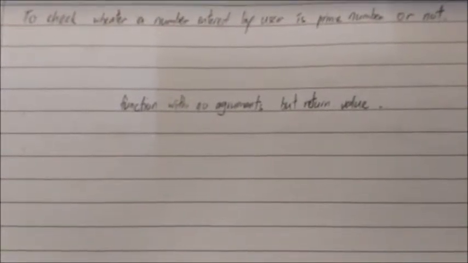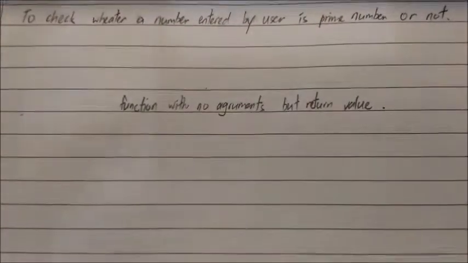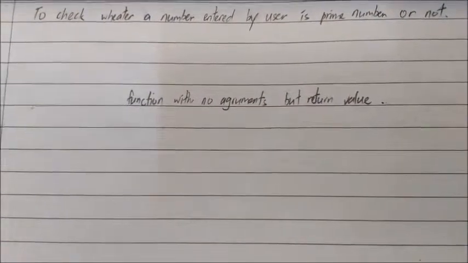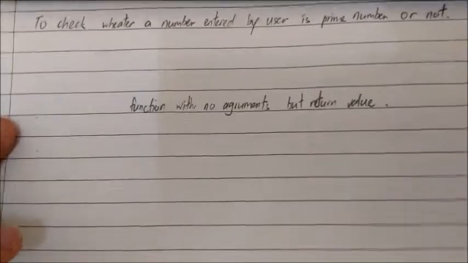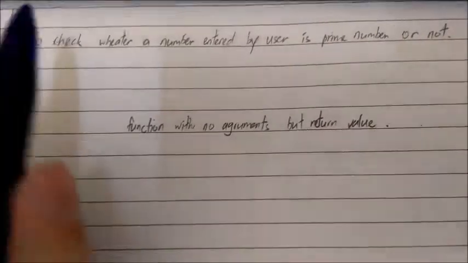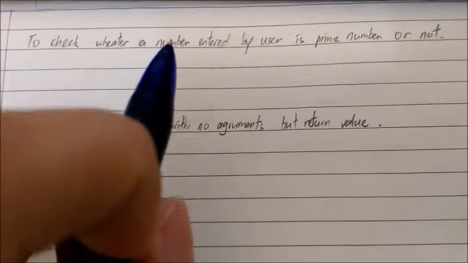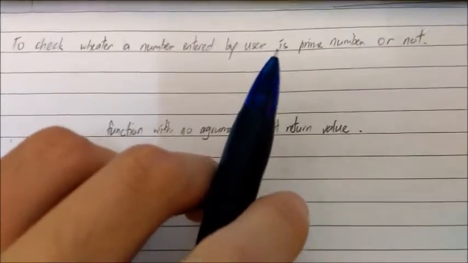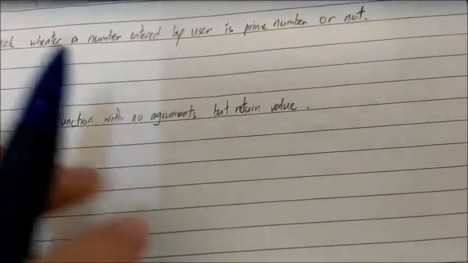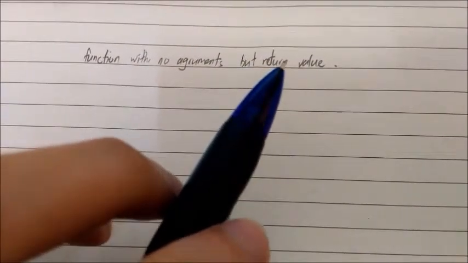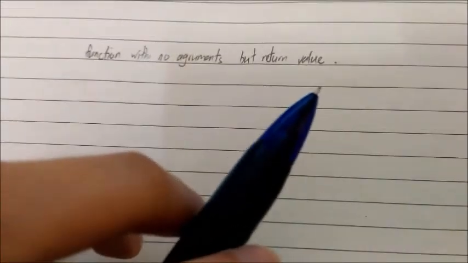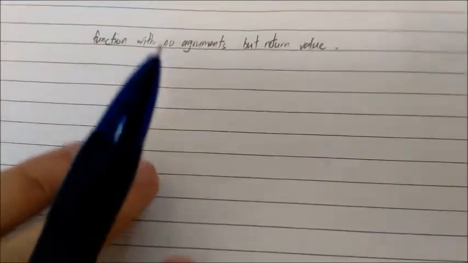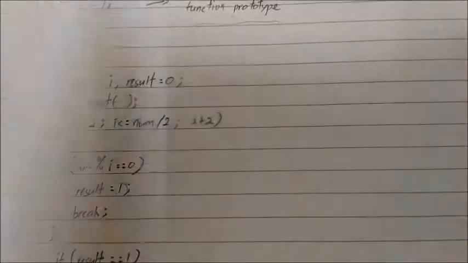Hello. Now let me explain the example of the user-defined function. The question of the example is to check whether a number entered by the user is a prime number or not. In this example, we are using a function with no argument but a return value. Now let me show the example.